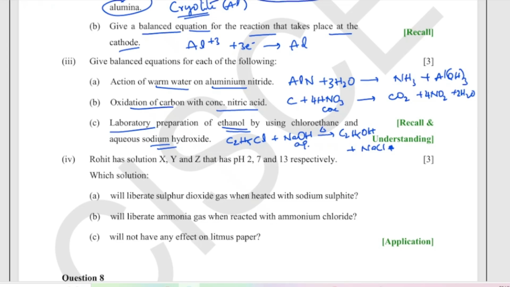Next, Rohit has solutions X, Y and Z with pH 2, 7 and 13. So the pH of X is 2, Y is 7 and Z is 13.